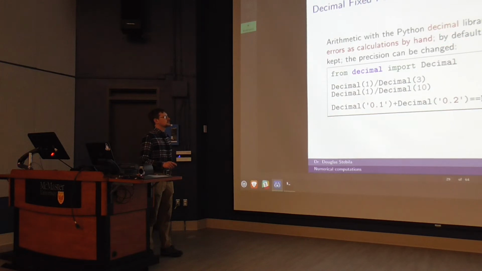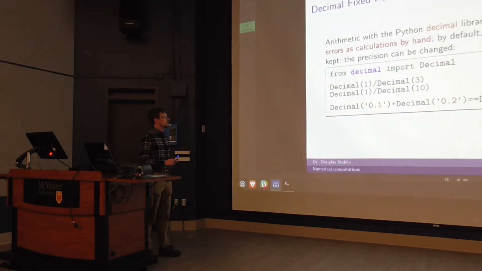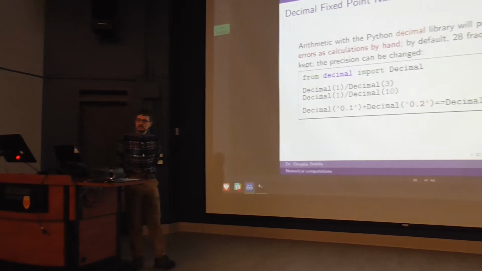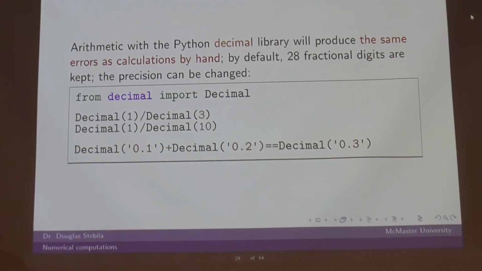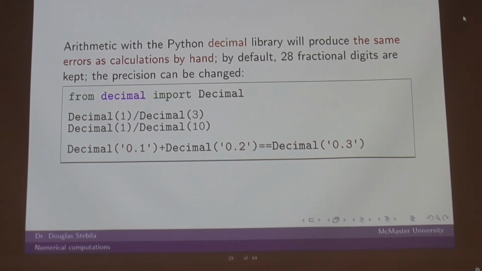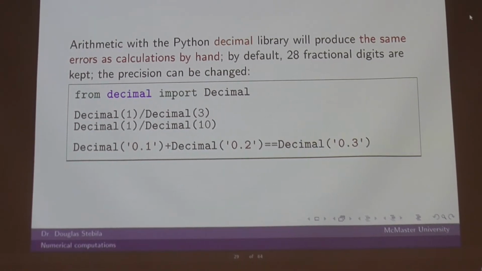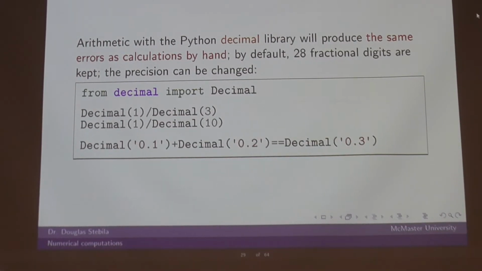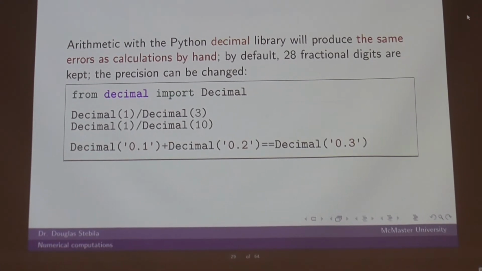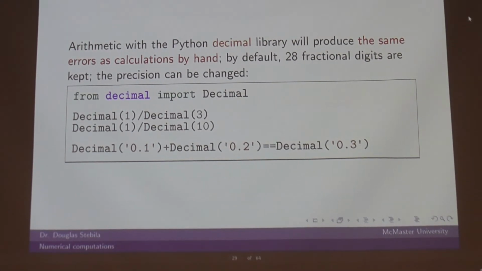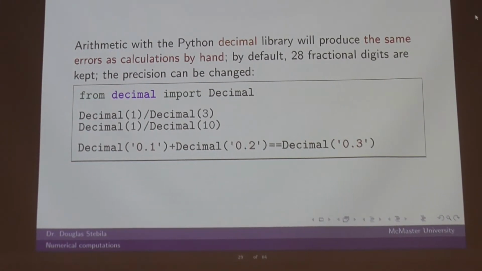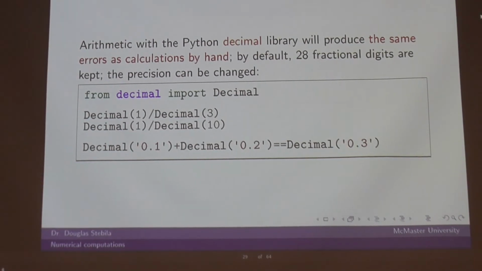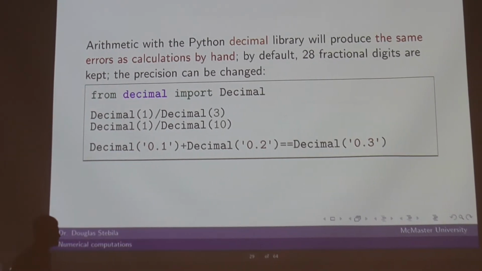By default, 28 fractional digits are kept. The precision can be changed. So if you want more than 28 fractional digits, you can specify that, because it's basically doing a bunch of memory work at the back end to produce a different representation of the number that is not susceptible to the same problems that we have in floating point arithmetic. Equality comparisons work, for example. Yes? So calculations by hand meaning long precision working it out slower. Yes. Precisely.